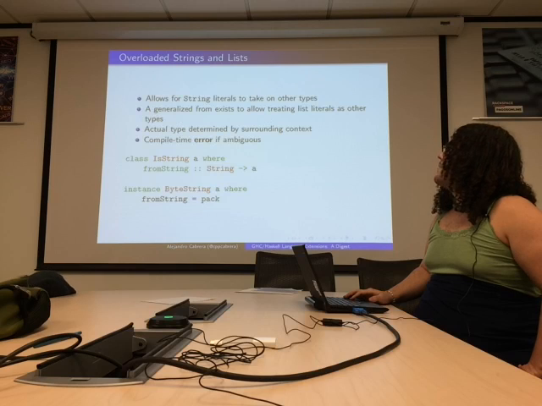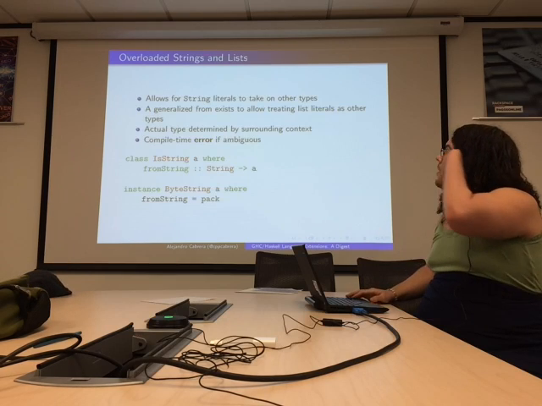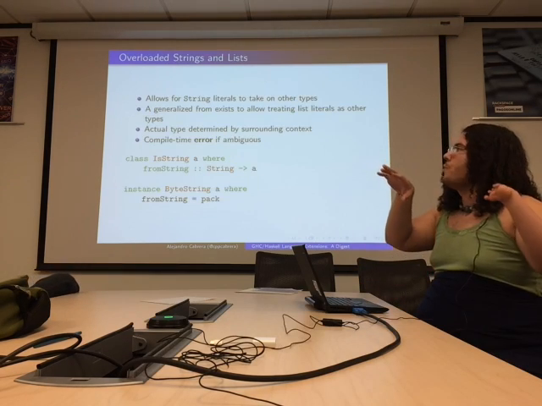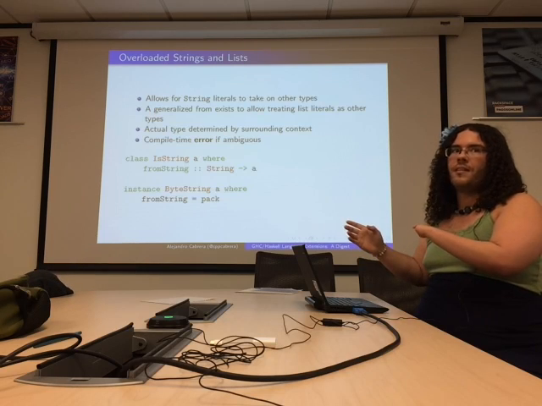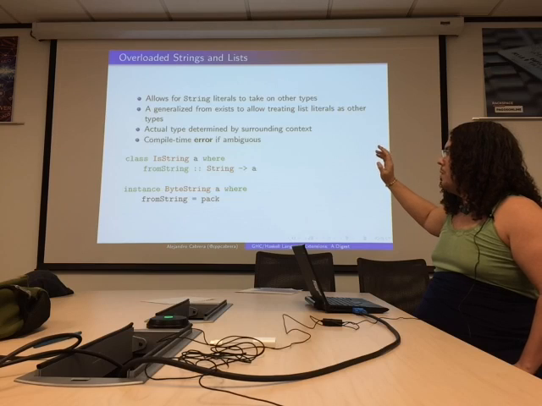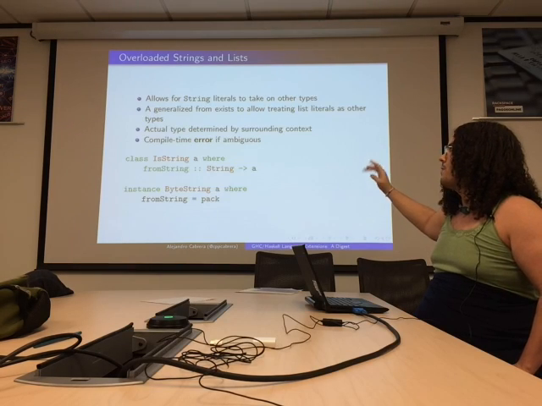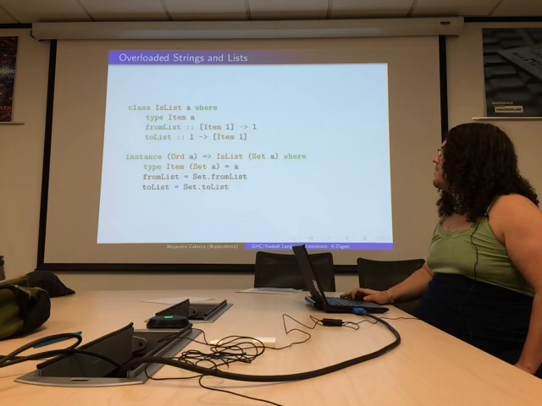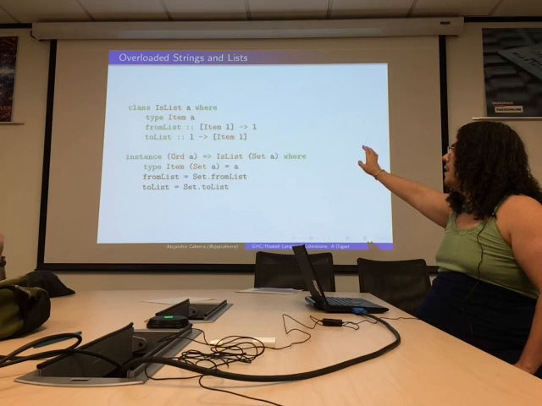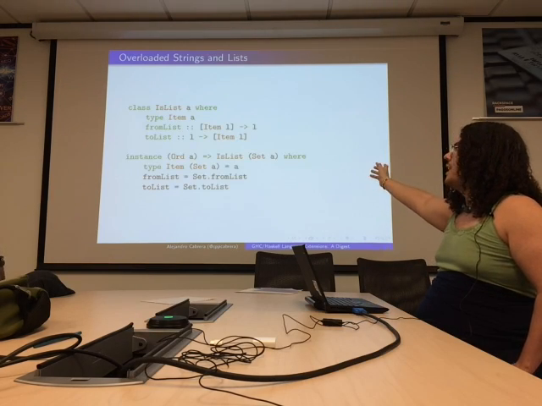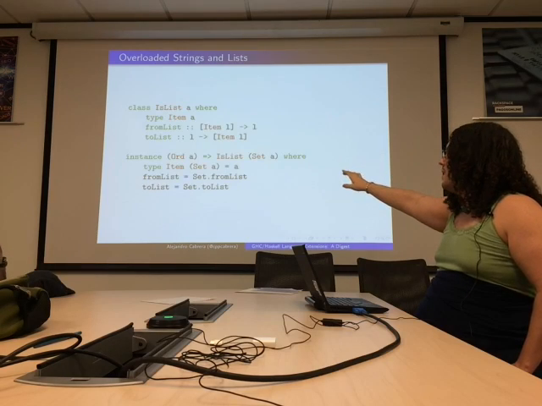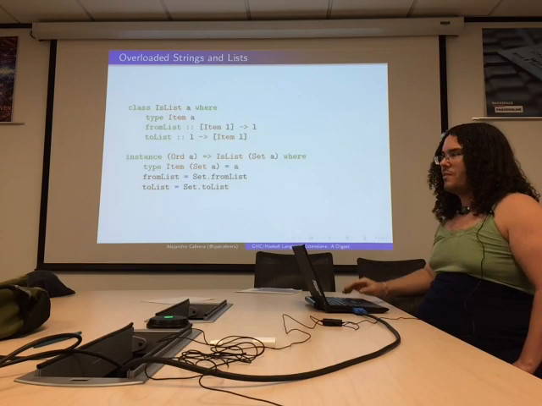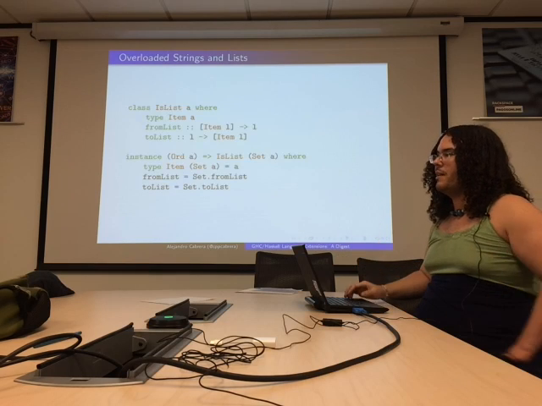Overloaded strings and lists. This allows for string literals to take on types other than string, a list of char. And there's a generalization that allows you to treat list literals as something that's not a list of A. You have a class IsString of A, you implement fromString for that type, and for example, for ByteString it's just pack. For IsList, you specify type Item A, a fromList, and a toList. For example, for a set data type, the items are A's, fromList is Set.fromList, and toList is Set.toList. So then you can have list literals that are actually sets depending on your context in the program.